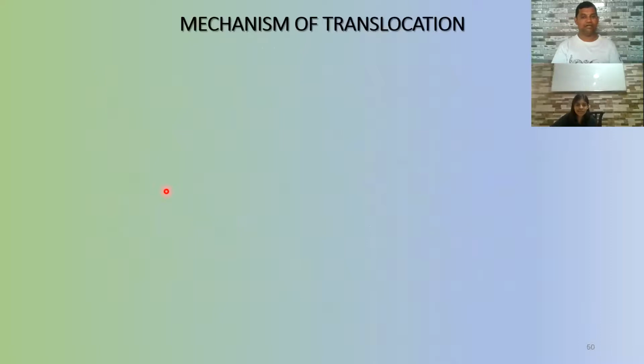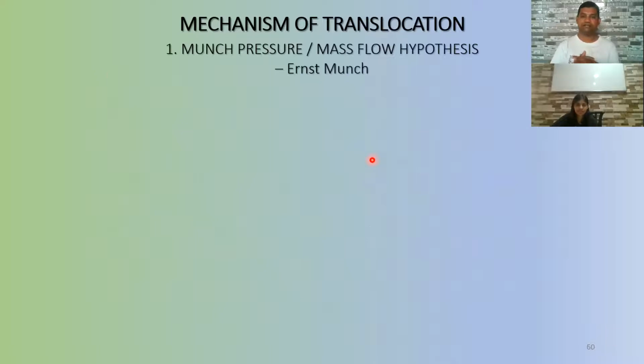Mechanism of translocation. जो translocation हो रहा है उसका mechanism क्या है? When you talk about mechanism of translocation, उसको explain करने के लिए एक theory है, which is known as Munch pressure or the mass flow hypothesis.